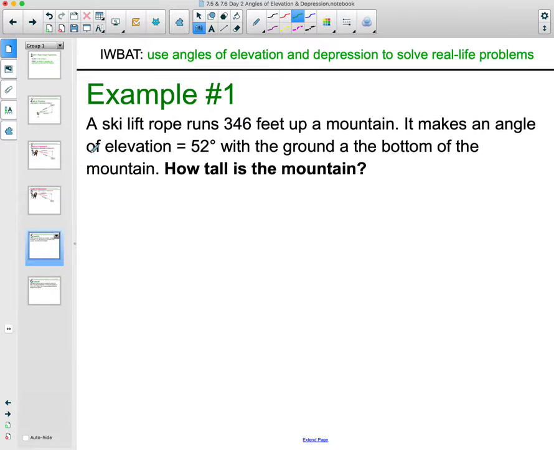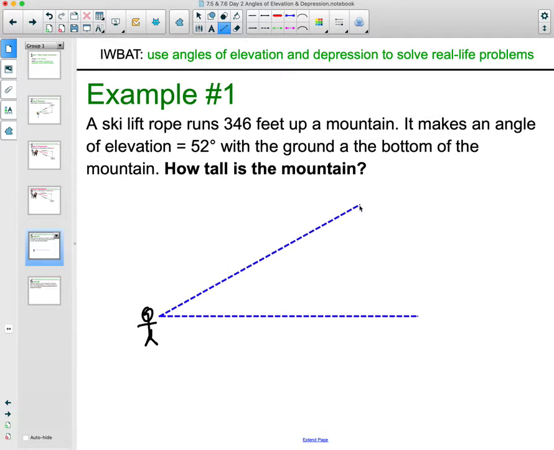Example 1 says that we have a ski lift rope that runs 346 feet up a mountain. It makes an angle of elevation of 52 degrees with the ground at the bottom of the mountain. Let's just think about a person standing here, and this person is going to have an angle of 52 degrees with the ground. So we're looking 52 degrees up, and I'm just going to connect this to make the right triangle here.